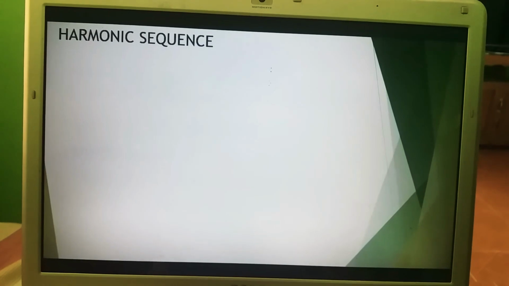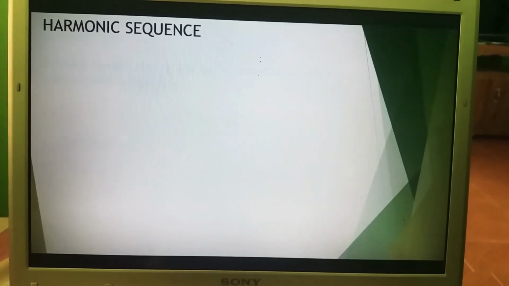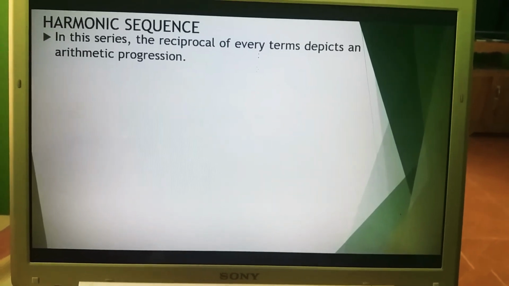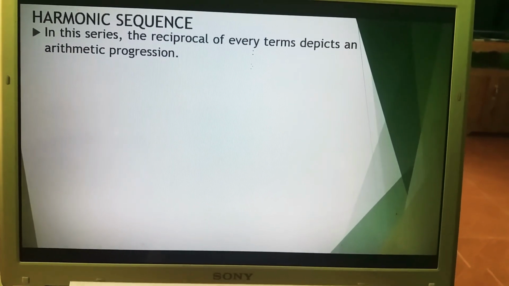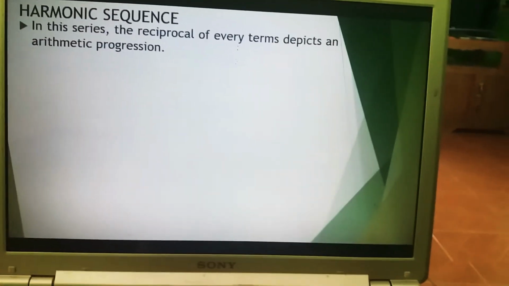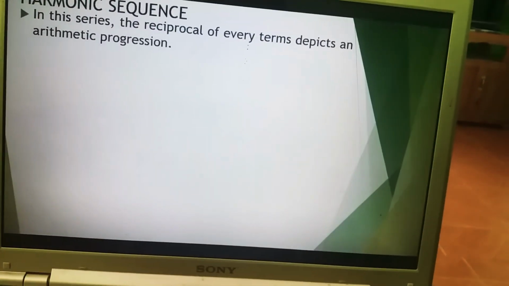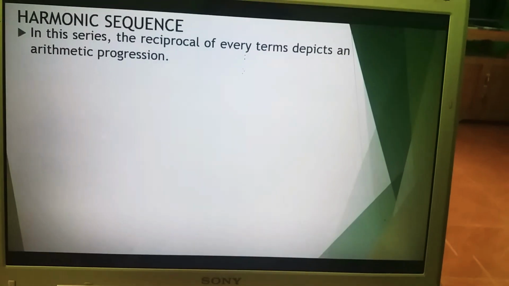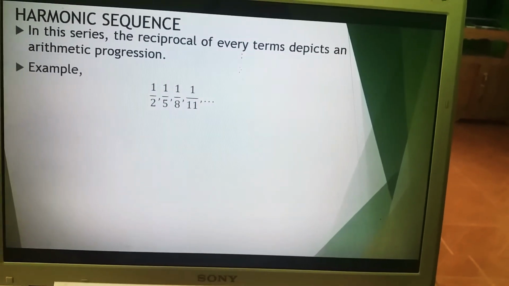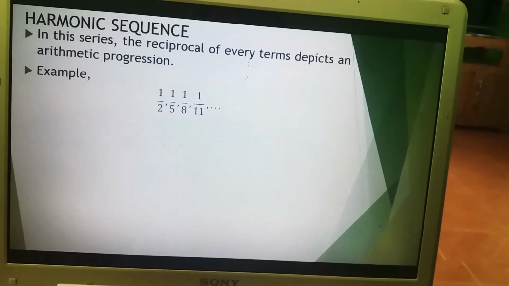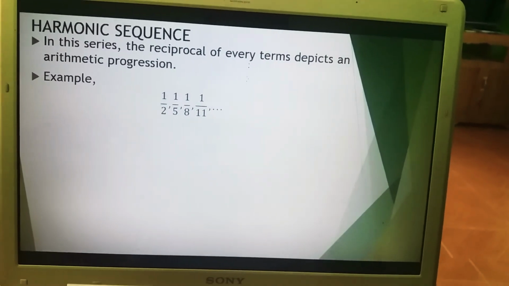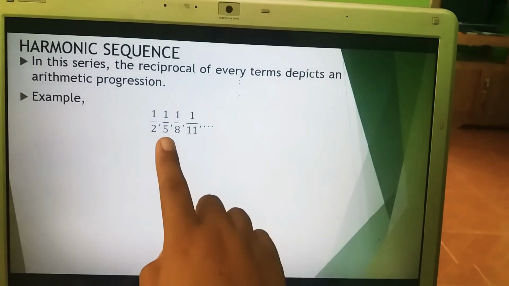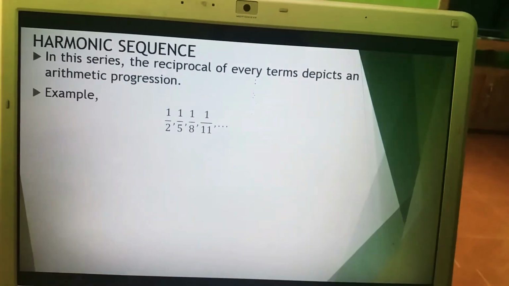We have here next your harmonic sequence. So, in this sequence, the reciprocal of every term depicts an arithmetic progression. Anong ibig sabihin nun? The reciprocal of every term depicts an arithmetic progression. Kasi si harmonic sequence ay fraction. So, ibig sabihin, if we have this example, we have your 1/2, 1/5, 1/8, and 1/11.